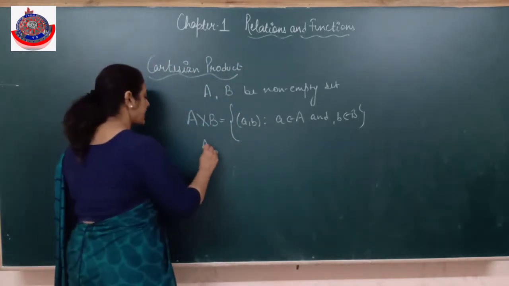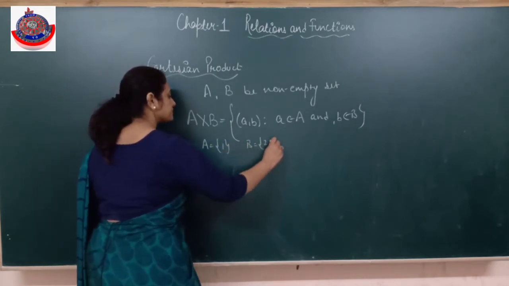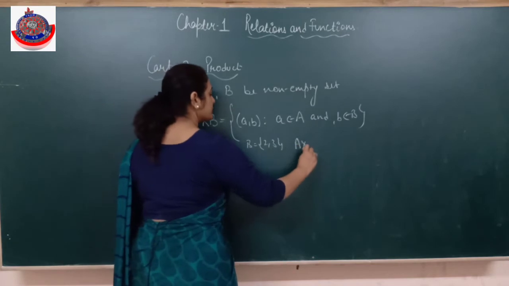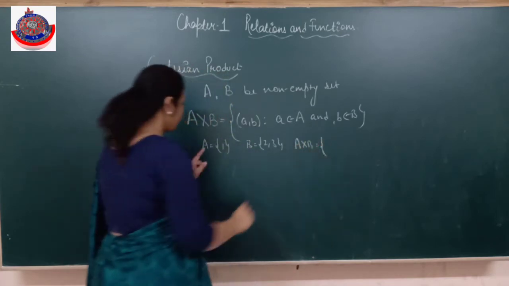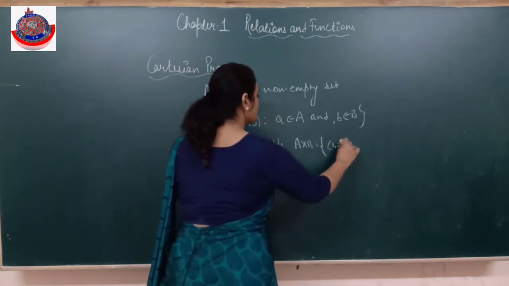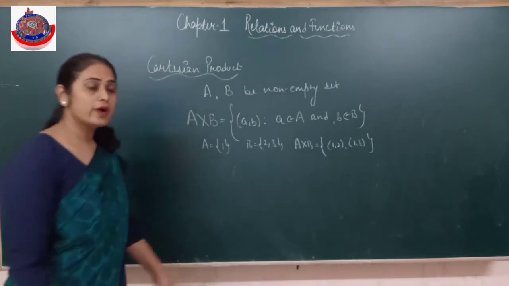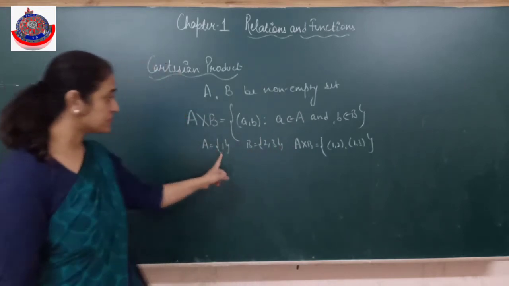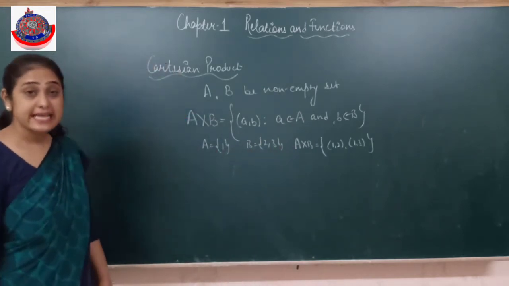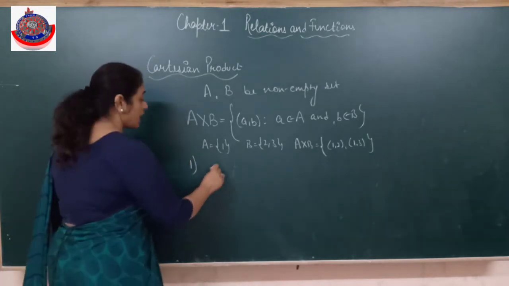Like if I have A as {1} and B as {2, 3}, A cross B will have the ordered pairs where the first element belongs to the first set and the second to the second. That means (1, 2), (1, 3). The first element should be from the first set, second element from the second set. Few notes for that, I am recapitulating once.